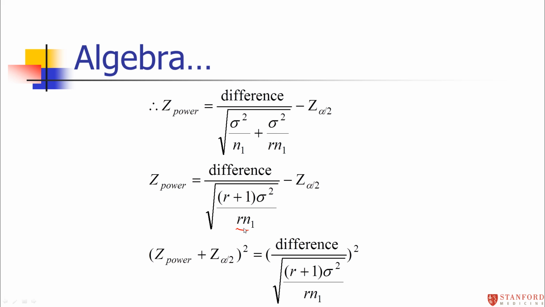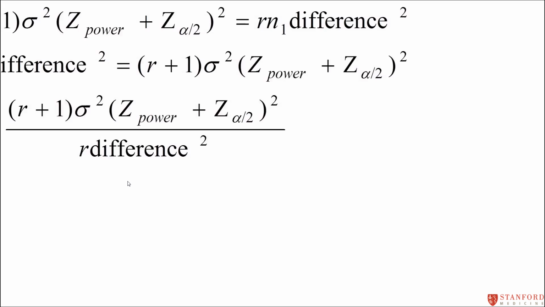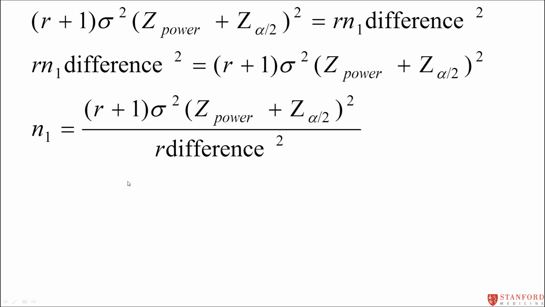Now I've got a square root in the denominator. I want to get rid of the square root. So I'm going to add z alpha over 2 to both sides of this equation. Then I'm going to square everything so that I can get rid of the square root. Then I'm going to cross multiply. And what I end up with when I cross multiply is this quantity that you see in the first line here. And then I'm just going to do a little bit of algebraic rearrangement.